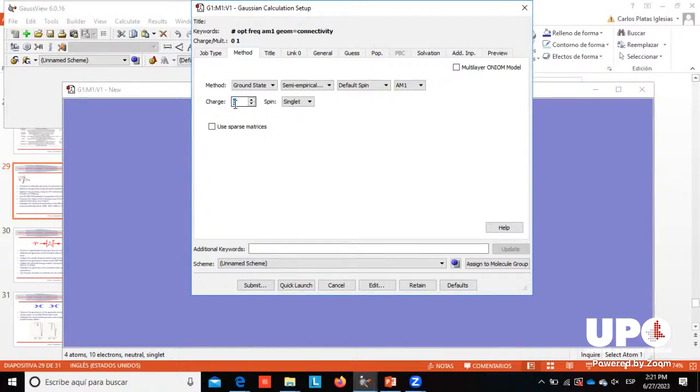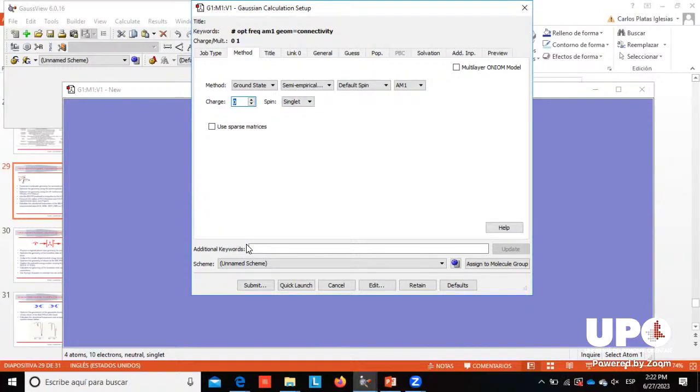This is obviously a singlet because there are no unpaired electrons. Handling systems with unpaired electrons is a bit more tricky, okay? But well, it's not anyway too difficult. Good. So in principle, we are ready to start. So we will run the optimization.